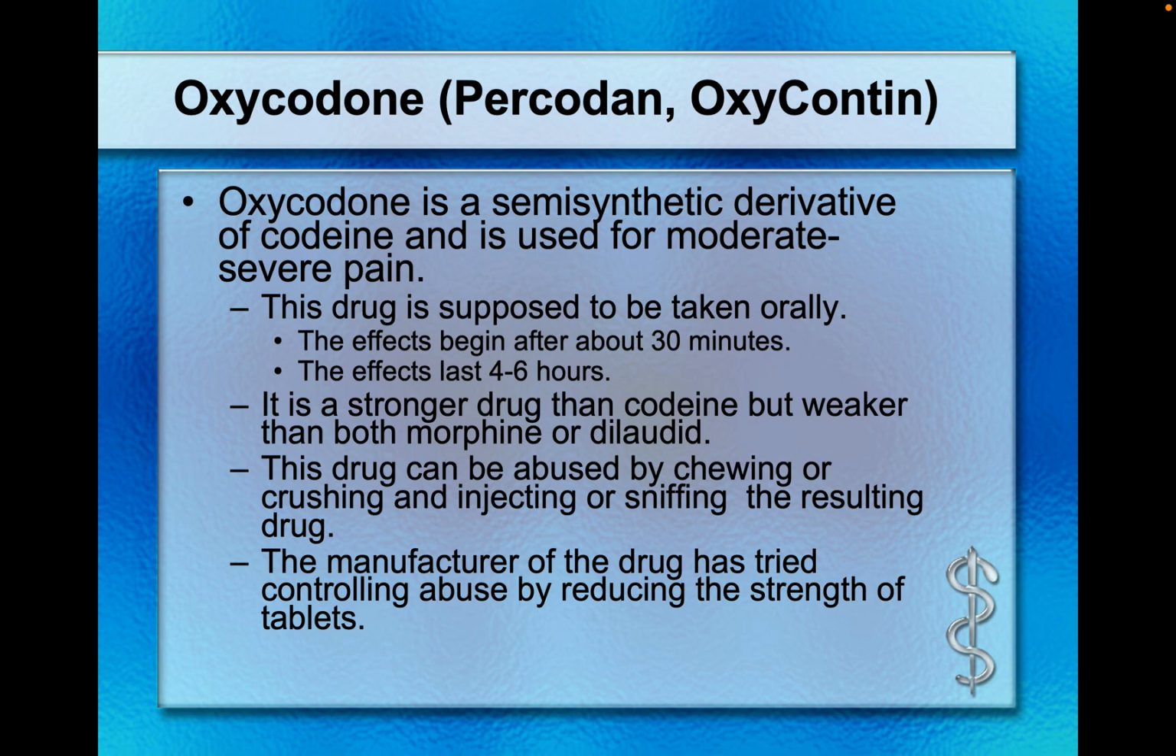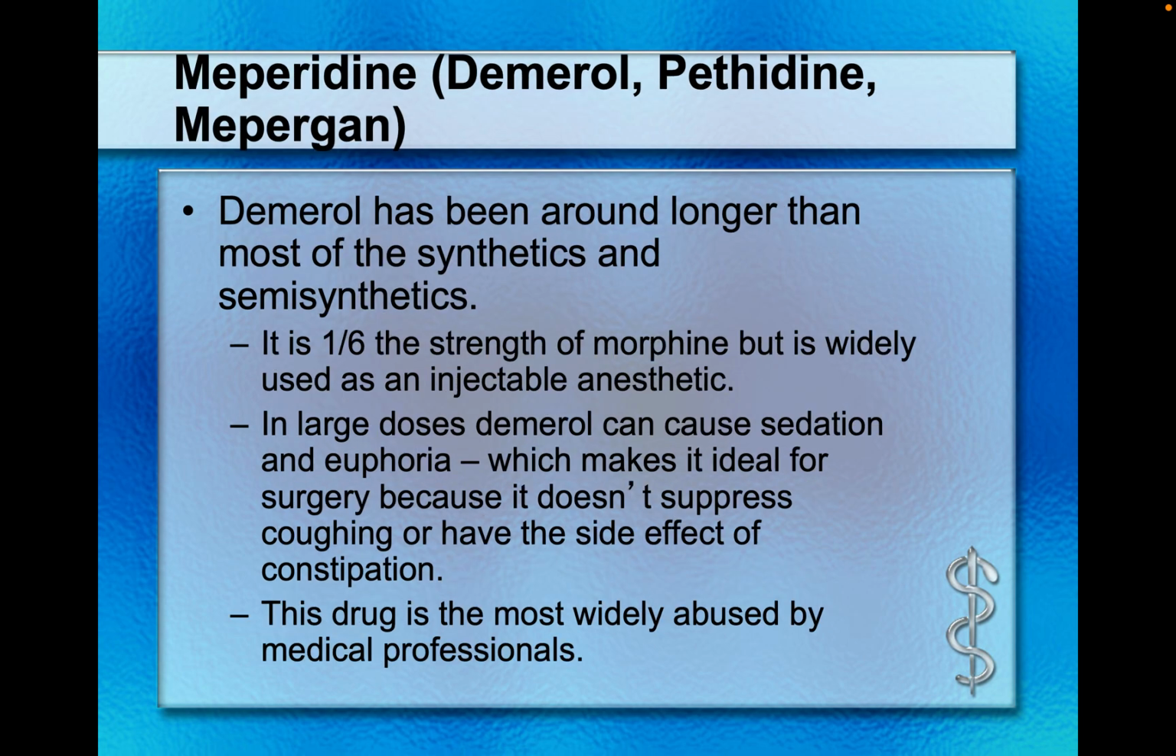Oxycodone is a semi-synthetic derivative of codeine and is used for moderate to severe pain. Other names for oxycodone are Percodan and OxyContin. This drug is supposed to be taken orally. The effects begin after about 30 minutes. The effects last 4 to 6 hours. It is a stronger drug than codeine, but weaker than both morphine and Dilaudid. This drug can be abused by chewing or crushing and injecting or sniffing the resulting drug. The manufacturer of the drug has tried controlling abuse by reducing the strength of the tablets.